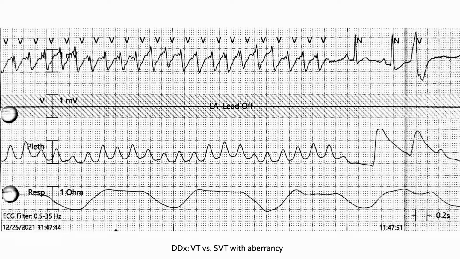Next, let's look at the PVC. We can see that this PVC looks nothing like the QRS in a tachycardia. Certainly, if the PVC looks identical to the tachycardia, then you would just presume that the mechanism of the tachycardia is ventricular. Next, let's look at the AV relationship.